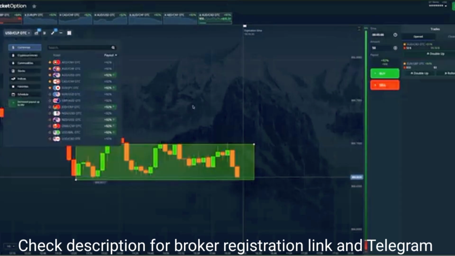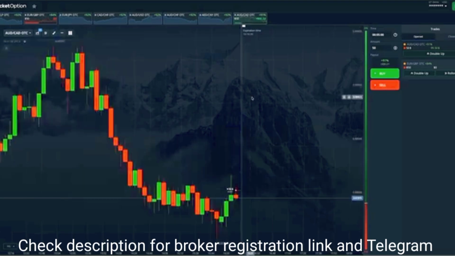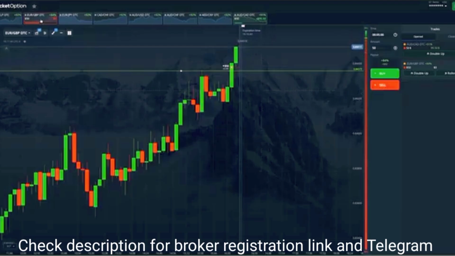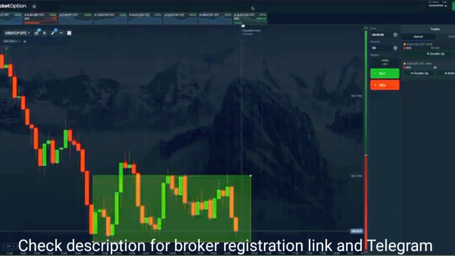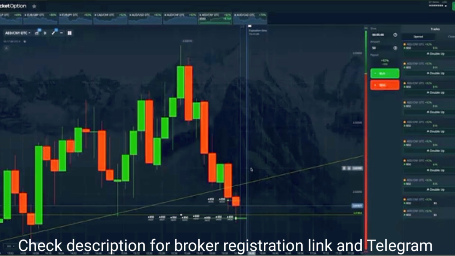Like this one here. Let's wait for it. Look at this one. We trade here for a sell. This one goes up. This one goes up. So we have the first two out of the money. So let's see how it ends.